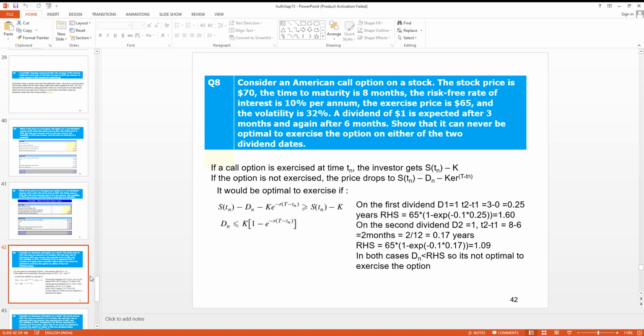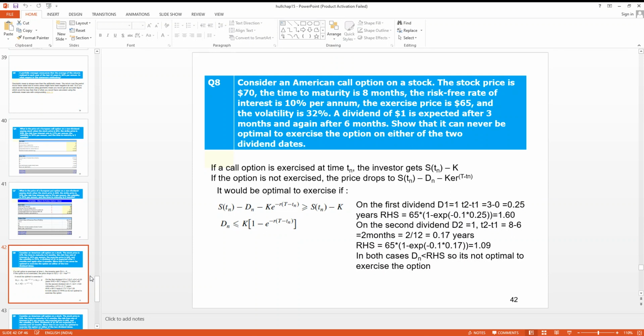So here you have an American call option. Stock price is $70. Time to maturity is 8 months. Risk-free rate is 10%. Exercise price is 65. Volatility is 32%. Now a dividend of $1 is expected after 3 months and again after 6 months. So this is during the life of the option. So it's never optimal to exercise the option on either of the two dividend dates.